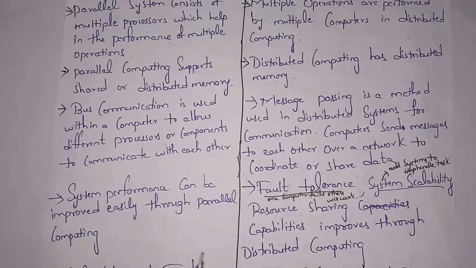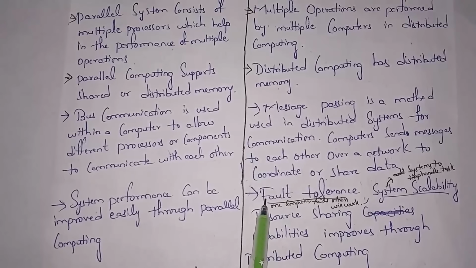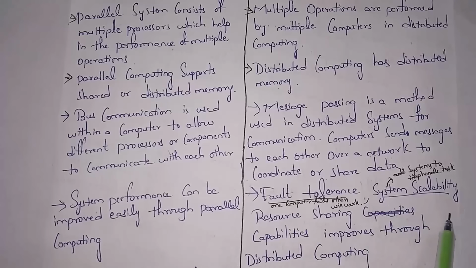And whereas in distributed computing, fault tolerance, that is nothing but even if one computer fails, remaining computers will work. And next one is system scalability. We can add or we can remove systems based on our need. And next one is we can also share resources like printer, scanner, etc. So all these are improved in distributed computing.